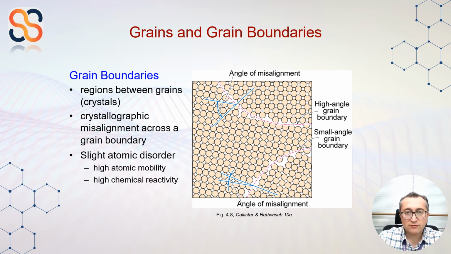You might see different types of grain boundaries based on the angle of the misalignment. For example, a high-angle grain boundary shows a larger misalignment, while a small-angle grain boundary has a smaller misalignment. These differences can influence how the material behaves under various conditions, like when it is being deformed or heated.